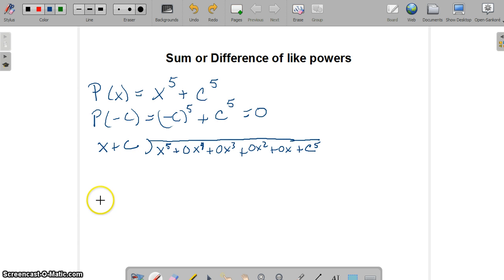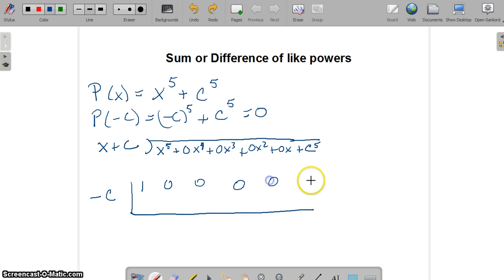So I'm going to take the opposite of this, negative c. I'm basically going to show that negative c is a 0, so I should get 0 for a remainder. I'm going to take the coefficients of all of these, which is 1, 0, 0, 0, 0, and c to the 5th, because that's my constant. Now I'm going to do the synthetic division. Just do the process and see what I get.